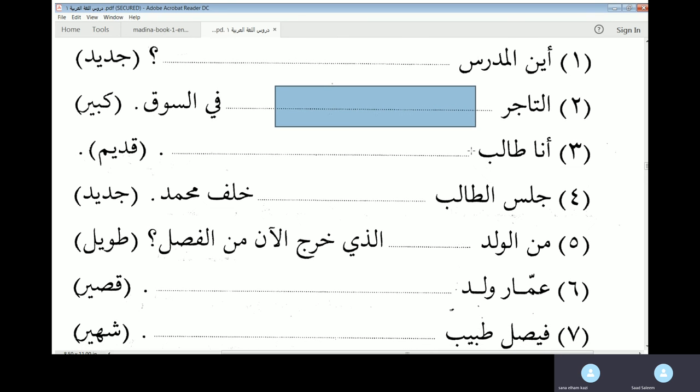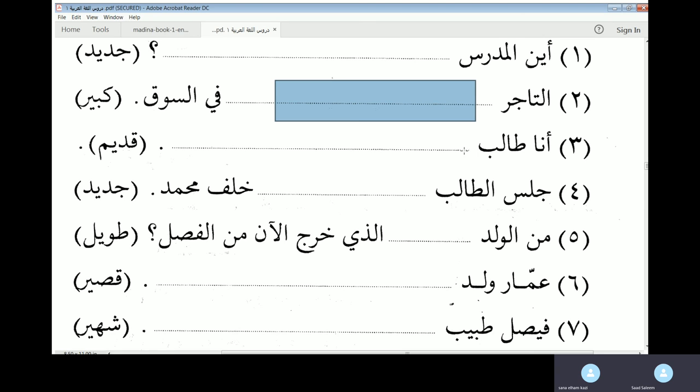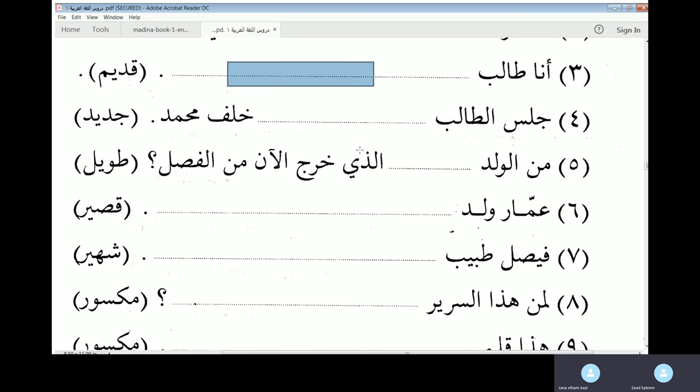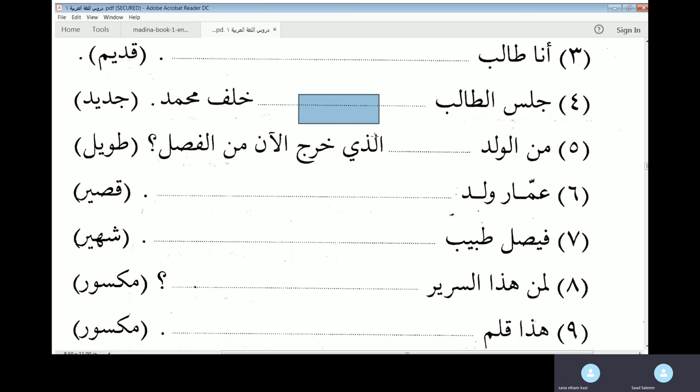At tajirul kabiru fisuki. So the big merchant, the great merchant, is in the market. Ana talibun qadimun. I am an old student. Jalasa talibul jadidu khalfa Muhammadin. The new student sat behind Muhammad.